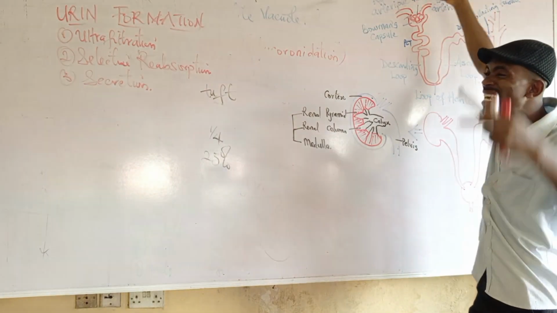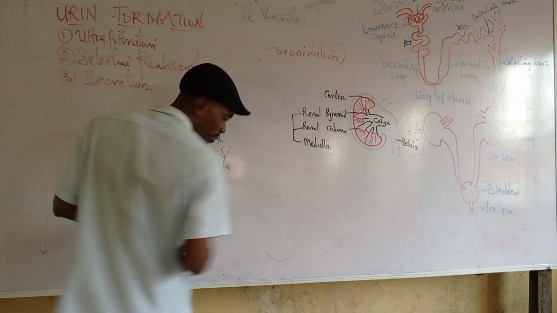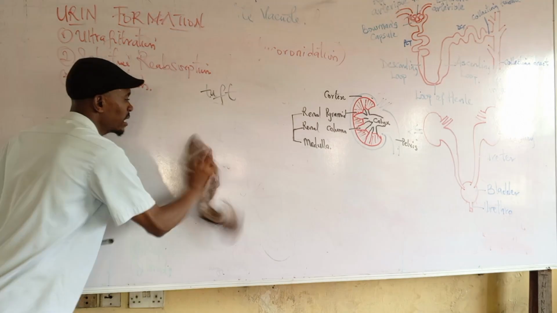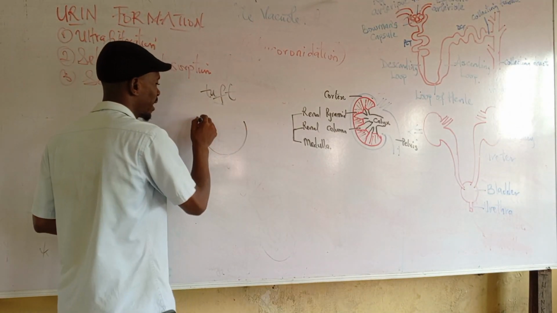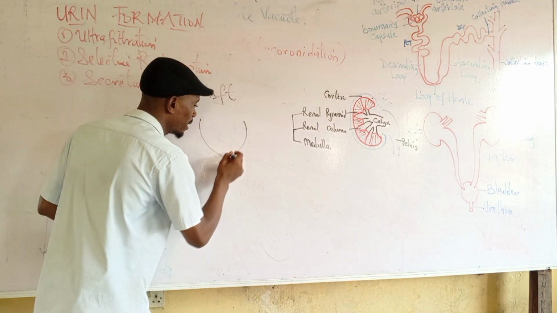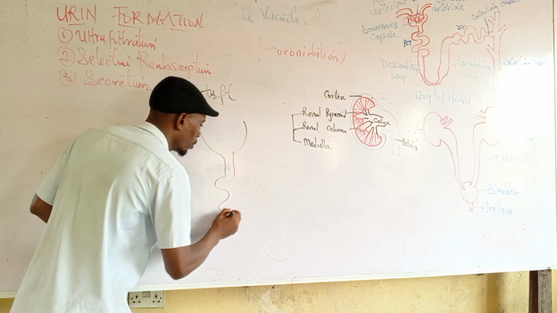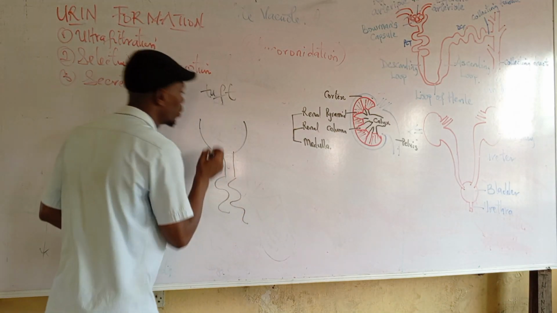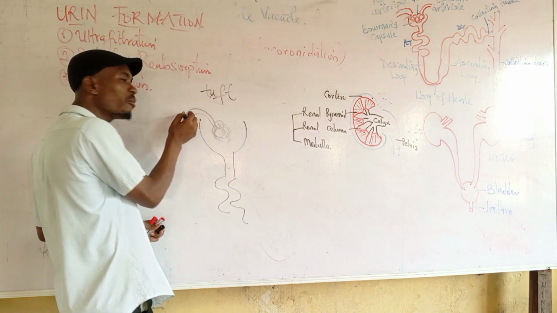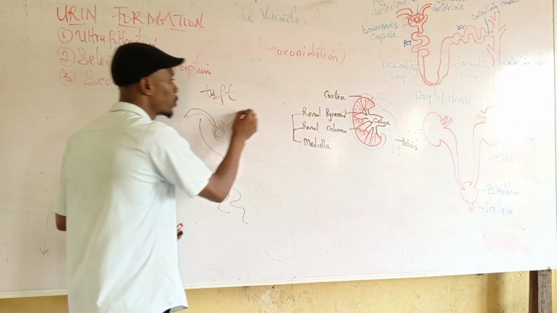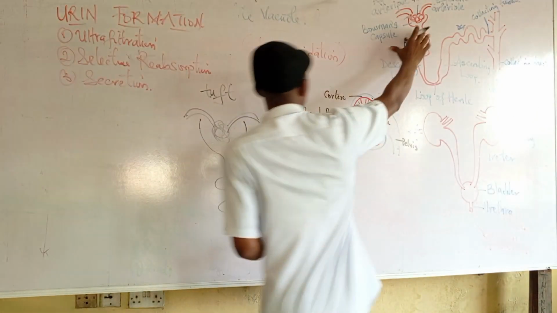The glomerulus is inside the Bowman's capsule. This is the Bowman's capsule. It is a cup-shaped structure. It is something like this, like a cup. At this end, we have the proximal convoluted tubule. So this is the glomerulus, somewhere around here, supplied by the afferent arterioles and later drained by the efferent arteriole. This is what we have here.